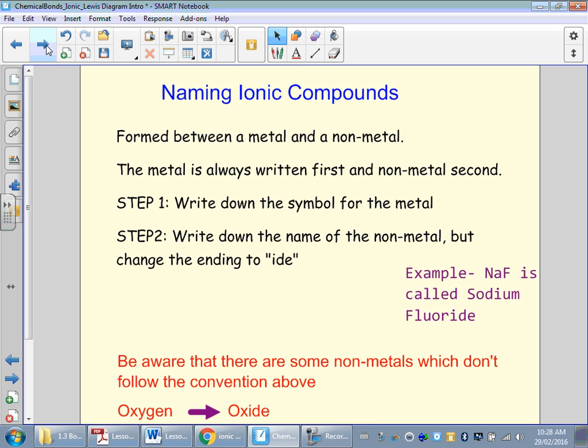Okay, so how do we name ionic compounds? Well, it's quite simple. Remember, ionic compounds are formed between a metal and non-metal. The metal is always written first, and the metal is the positive ion, and the non-metal is negative. Metal is written first, non-metal second. Step 1, you write down the name for the metal, and then you write down the name of the non-metal, but you change the ending to "ide."